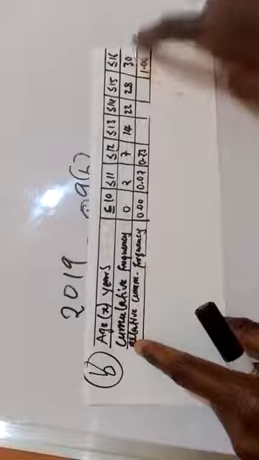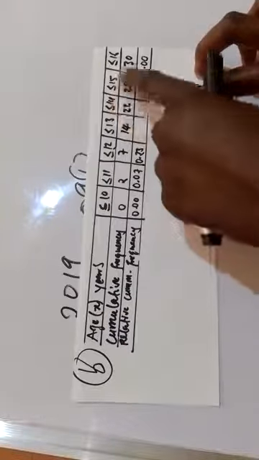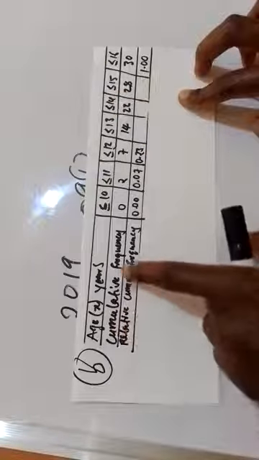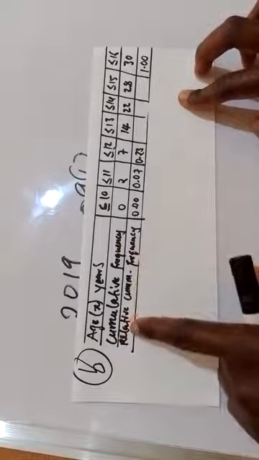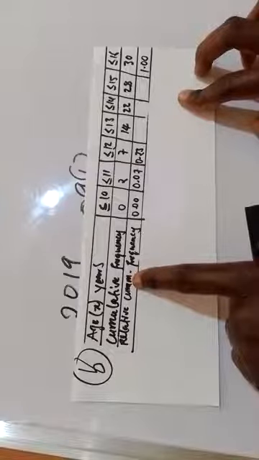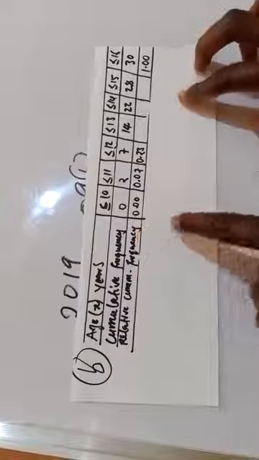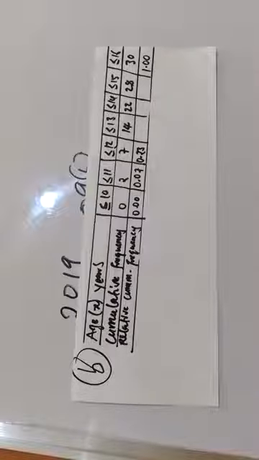In the first row we have the age, which is in years. The next one we have cumulative frequency, then the one that follows is relative cumulative frequency. Now they want us to complete there. By completing we are going to get 1 mark. So how are they getting these answers in there?